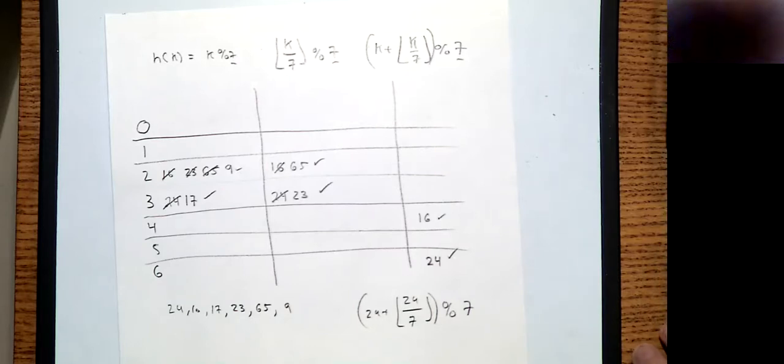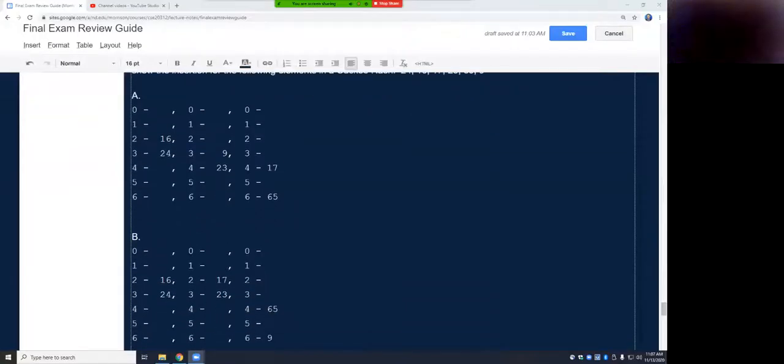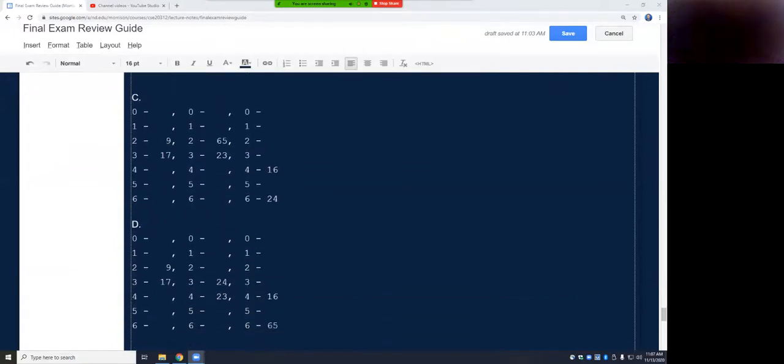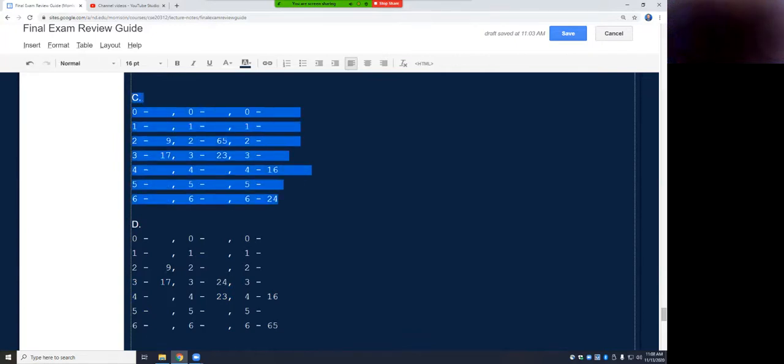So let's compare that with our multiple choices. Right off the bat, we see A and B are not the correct answer because we need 9 and 17 here. C and D both have 9 and 17 in the first hash. But in the second hash, we need 65 and 23, which is what we want in C. And then positions 4 and 6 contain 16 and 24. Therefore, C is the correct answer.